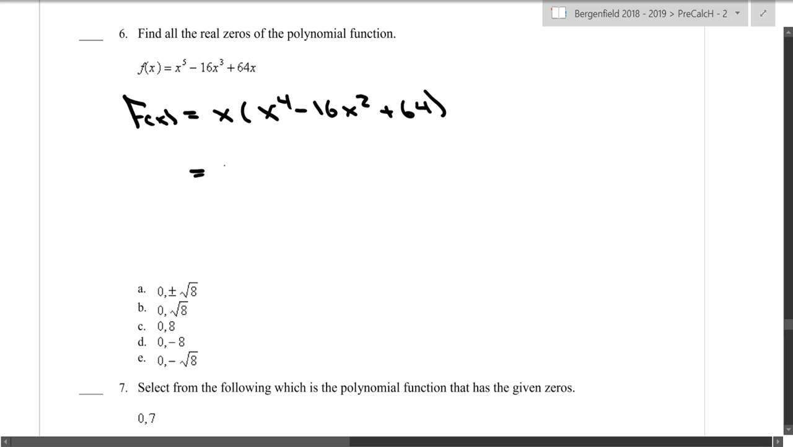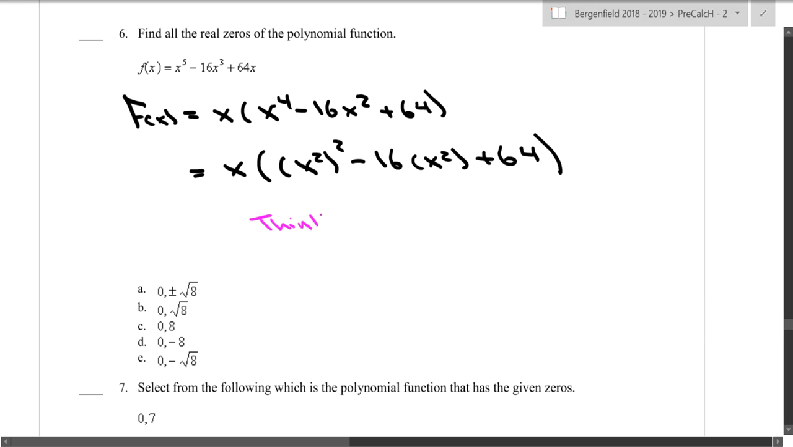And the next move is a little tricky here. So you can treat it like a quadratic if you write it like this: (x squared) squared minus 16(x squared) plus 64. And when I write that, I want you to think, okay, what is x squared minus 16x plus 64? And I think we can all factor that pretty quickly.